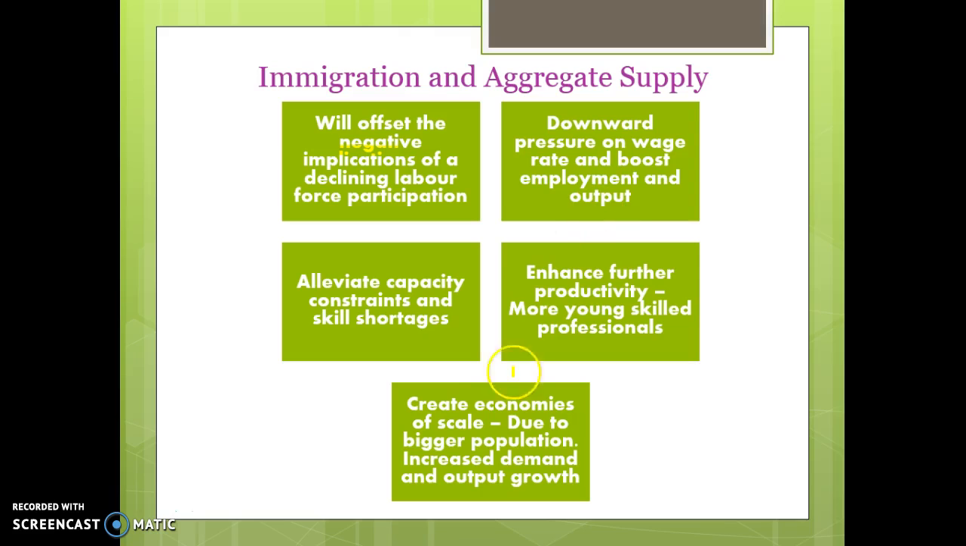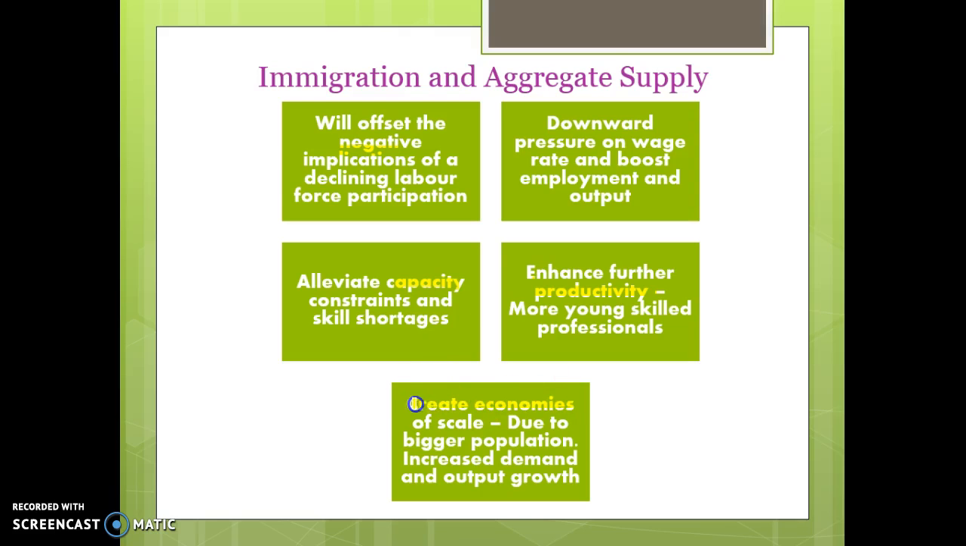Not only is there increased productivity because there's more competition for jobs, but the idea of skilled migration is to bring talented, entrepreneurial people to Australia, which also boosts our productivity. Other things you want to talk about is how it alleviates capacity constraints and skill shortages, because businesses basically have access to a greater pool of labour. And it also helps to create economies of scale.